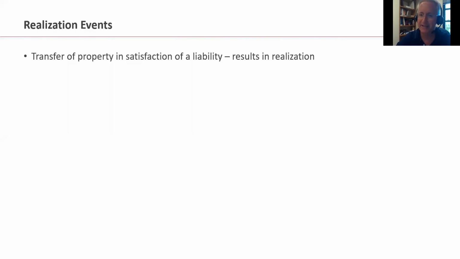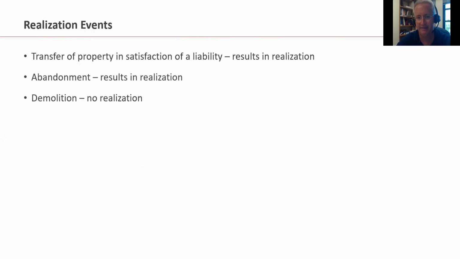Transfer of property and satisfaction of a liability results in realization, right? So if I borrow money from the bank to buy a house and I can't pay off the debt, and so I transfer the house back to them to pay off the mortgage, that's considered a realization event. Abandonment, if I just walk away from something, that's a realization event.